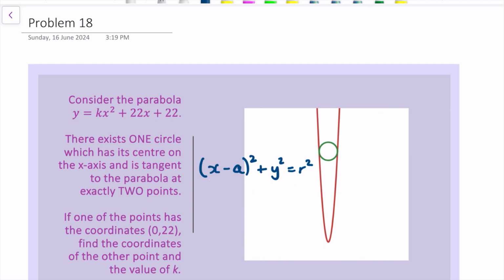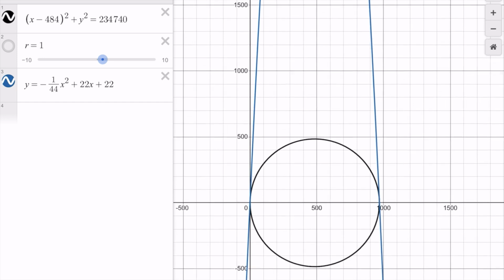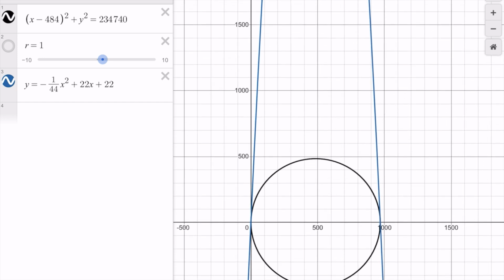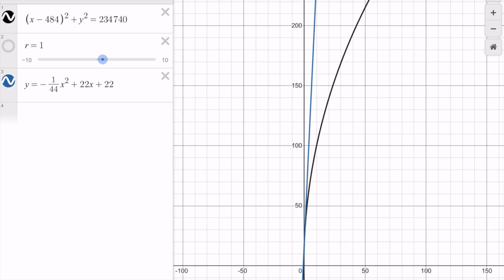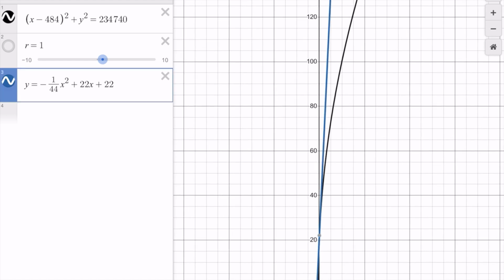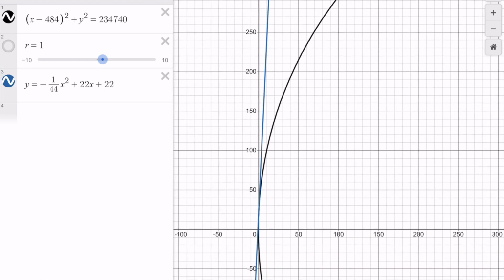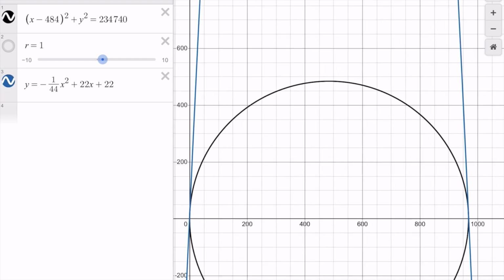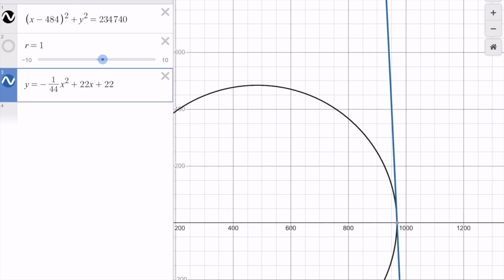So we're going to have to use some symmetry here. I think the best way to do it is just to show you the answer straight away so you can visualize it, and then we'll go about the maths. So let's just have a quick look at Desmos. I've already made the graph. We find that the k value is negative 1 over 44, and we can see there, if we zoom in, the tangent at (0, 22), and then on the other side of the circle, tangent again.